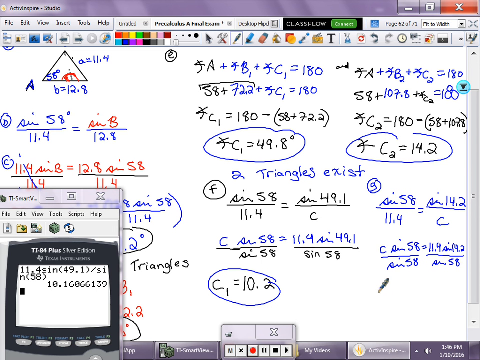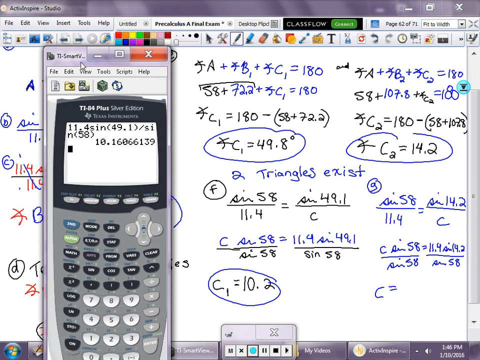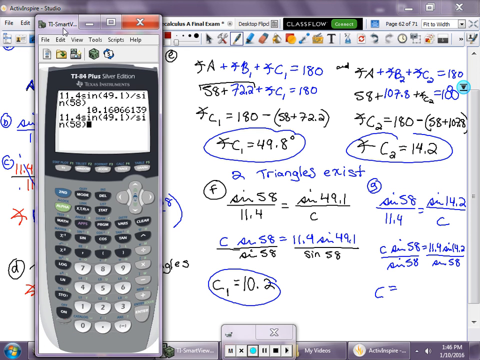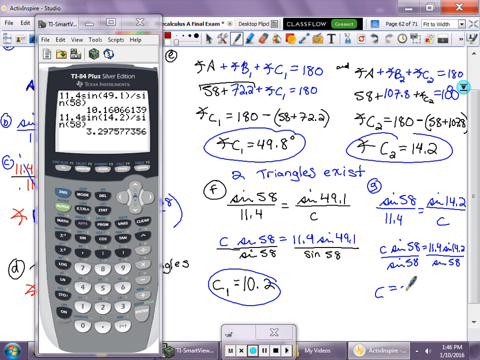And we'll have C is equal to, and we'll put this in. What's nice is the numerator is the same. So I'm just going to use my second enter feature. And then I'm just going to change the number inside parentheses, which is now 14.2. There we go. Enter. And we get our second possible C, which, rounded to the nearest tenth, is 3.3. And these are your values.